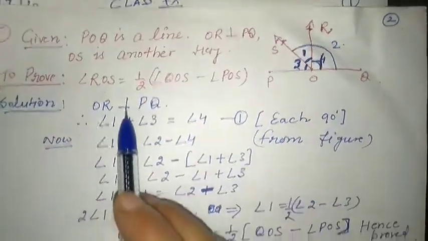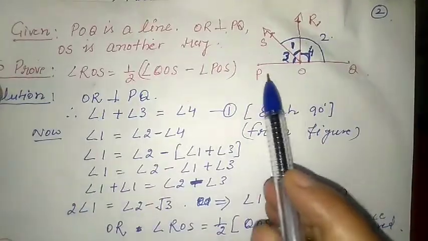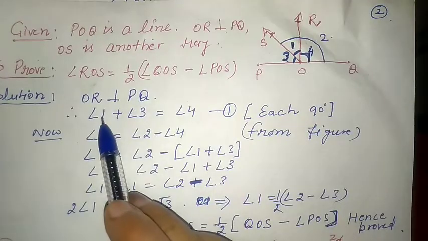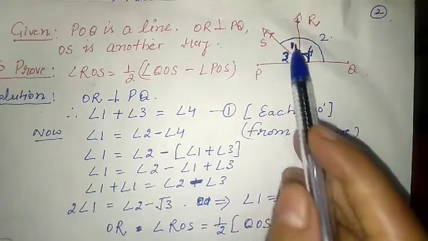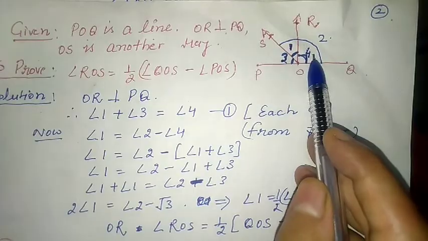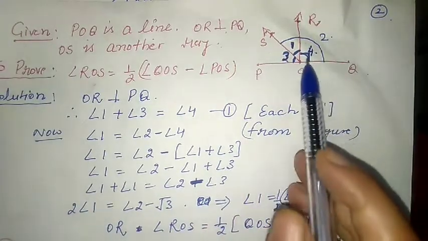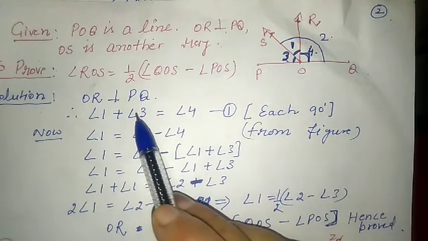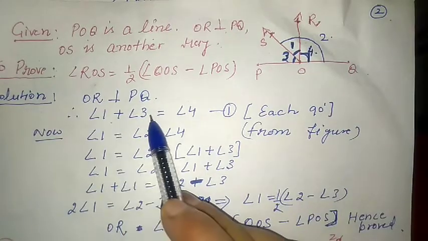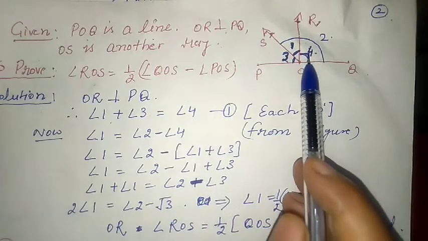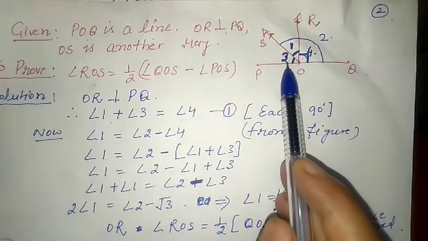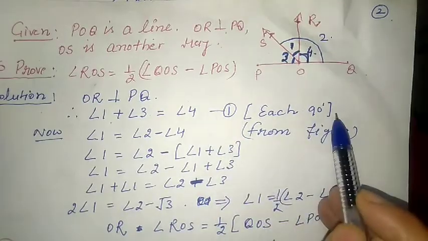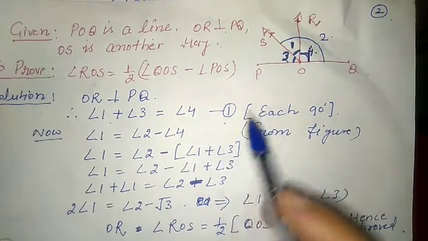So what is the solution here? We can see here that OR is perpendicular to PQ. So angle 1 plus 3 is equal to angle 4. In the previous question we also discussed that if this is 90, this one will also be 90, so these angles are equal. So angle 1 plus 3 is equal to 4, because 4 is 90. So the sum of 1 and 3 will also be 90. So each is 90 degrees. We will call this the first equation.